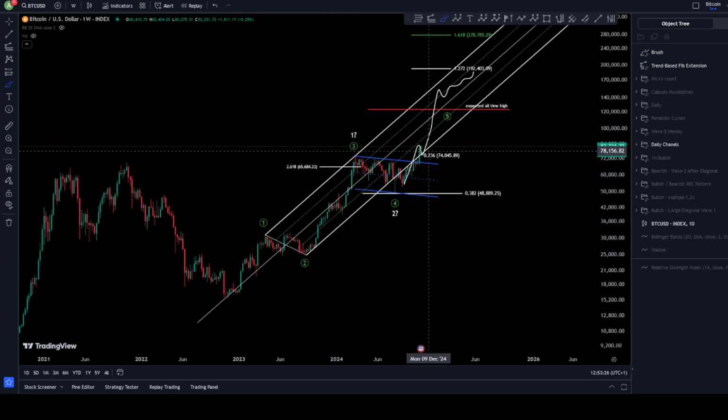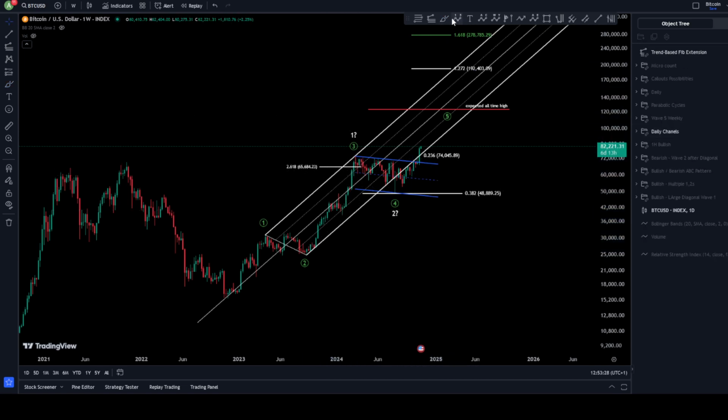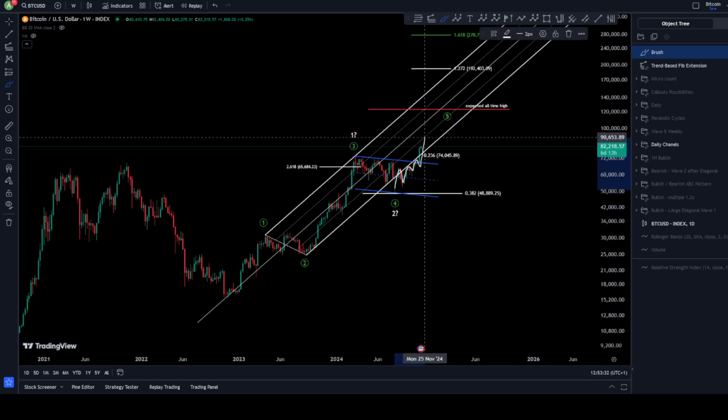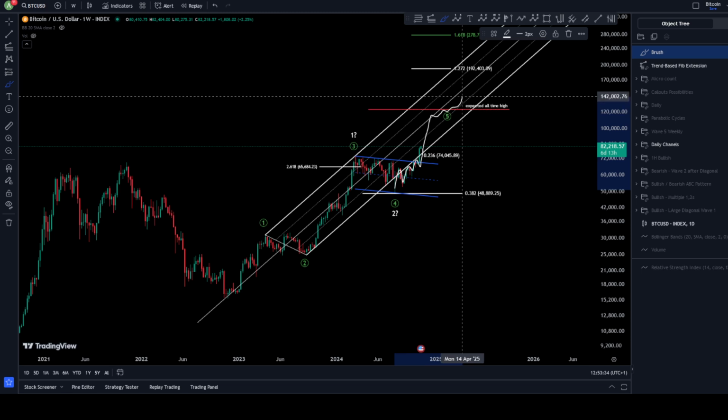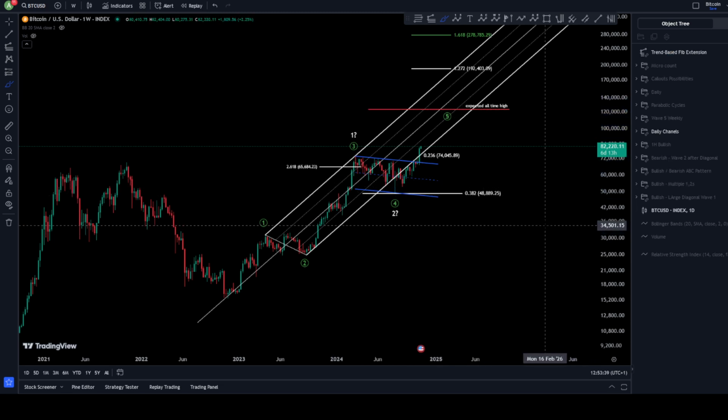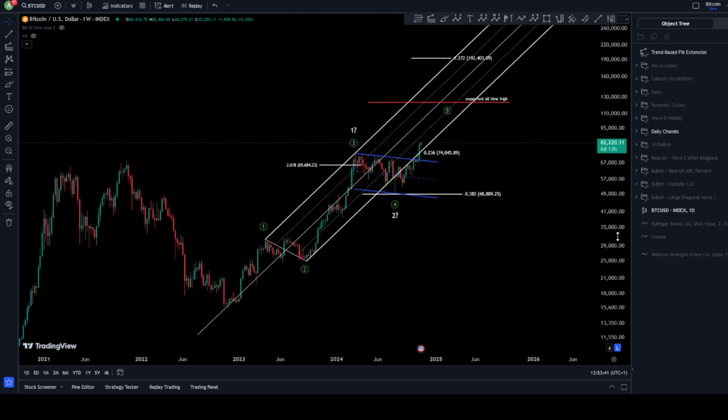In that case, definitely we might have one, because as you can see on the daily, we might have 1, 1, 2, which can bring this wave much more extended. So let's watch and see what's gonna happen on the weekly chart.